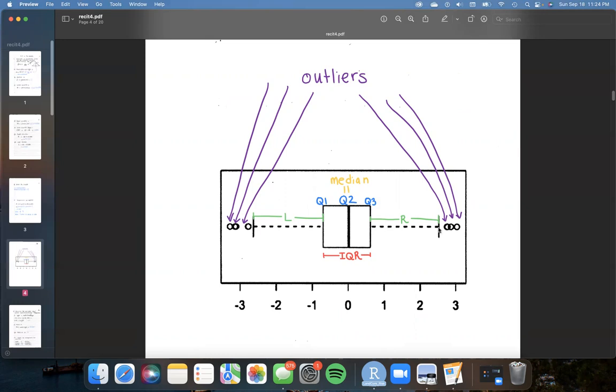And then the right whisker is 2.6979, and the same for the left whisker, but negative. 2.7 if we round, and that length matches what we got. Okay.